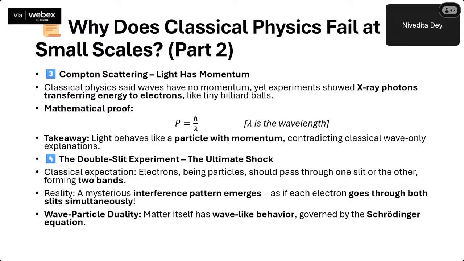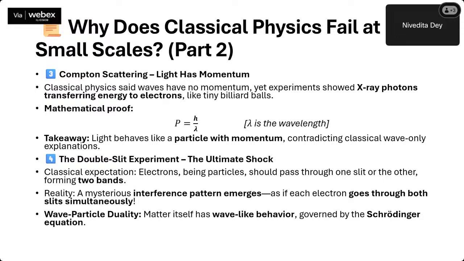Part two, there was another discovery called quantum scattering. It's saying that light has a certain kind of momentum. What do you mean by that? Classical physics said waves have no momentum, but experiments showed light transferring energy to electrons like tiny billiard balls. So it says that light behaves like a particle. It has a kind of mass and velocity both, contradicting classical wave-only explanations. It is a particle, so it has to have a certain mass and also a certain velocity. We'll see all these four things separately as well.